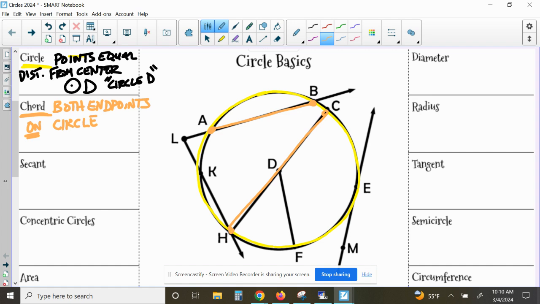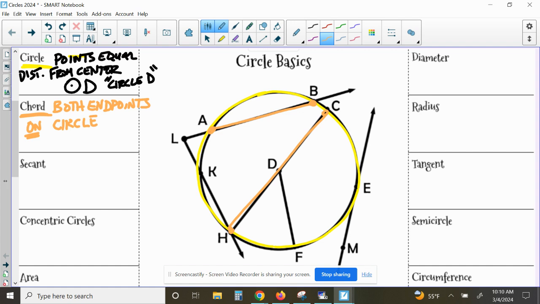A doesn't connect to H. If there were a line there, though, it could be, but we don't have it. K to H would work. You see different segments. It doesn't matter as long as both of the ends are on the circle. Good for a chord.